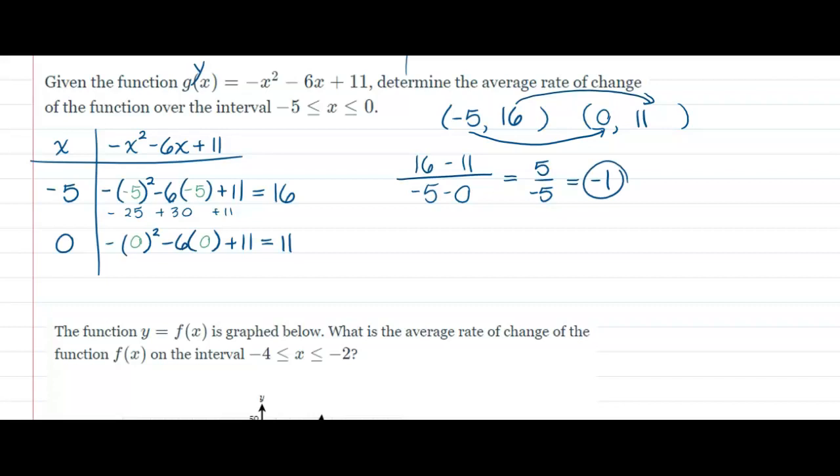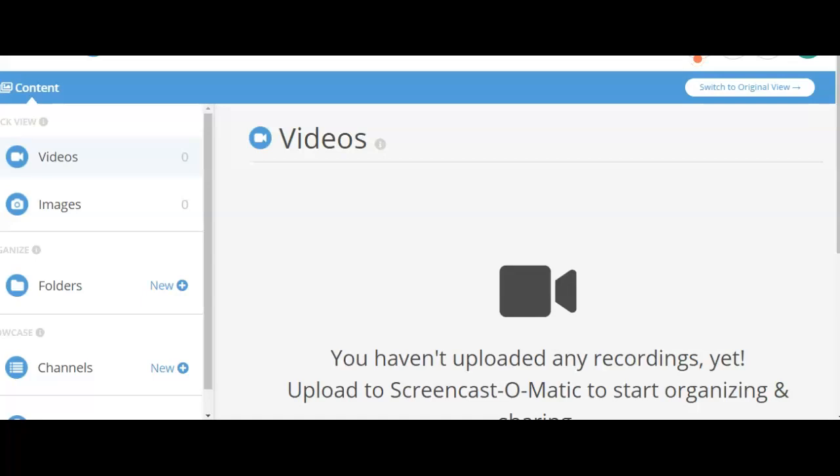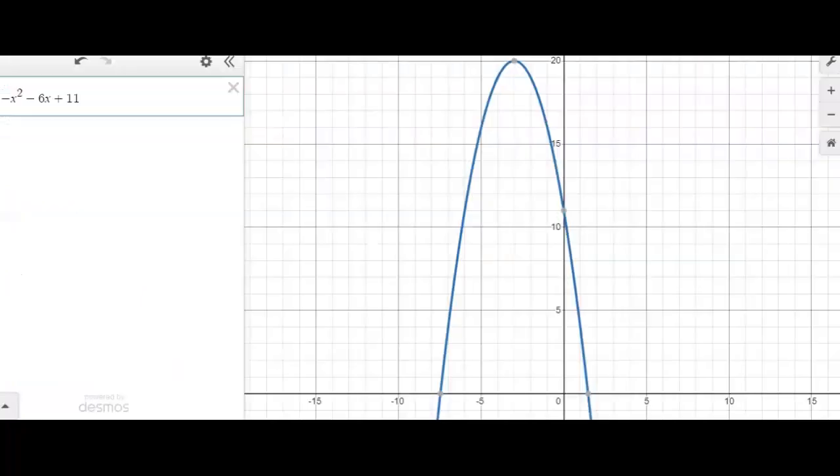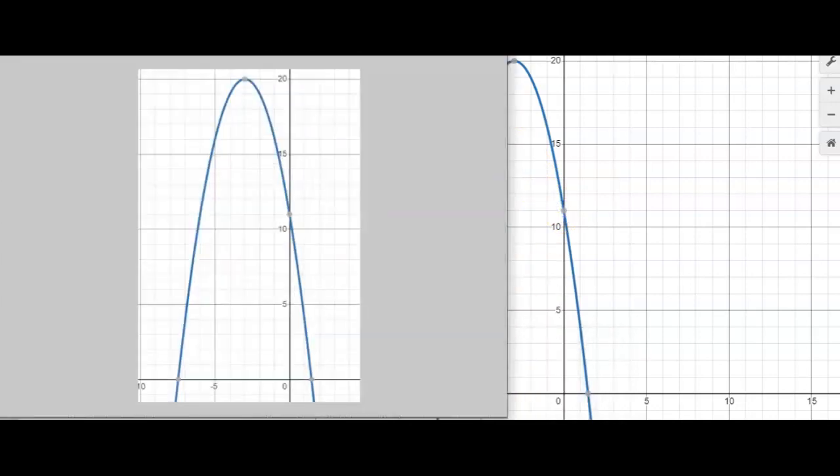Let's take a look at what that means graphically. So let's hop over to Desmos real quick and look at this graph. It's literally asking from negative 5, which would be right about here, to 0, which would be here. So I want you to imagine taking a point here to here. What kind of line would that be? It would be right like this. Do you see that line that I just drew?